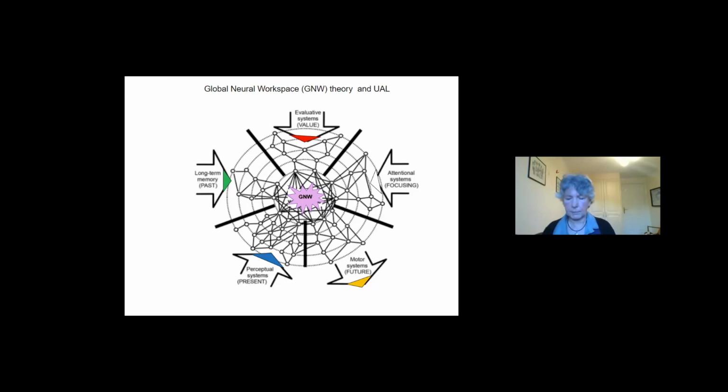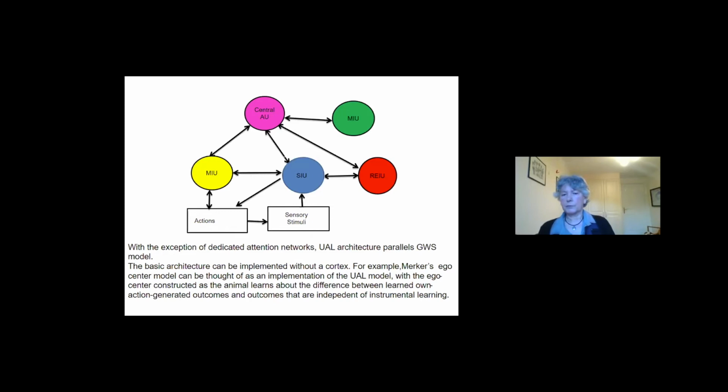So with the exception of dedicated attention networks, the UAL architecture parallels the global workspace model. And the basic architecture can be implemented without a cortex. This is not a necessary condition. For example, if we're thinking about vertebrates, Björn Merker had an ego-centered model that can be thought of as an implementation of something that is similar to the UAL model, with the kind of ego center that is constructed as the animal learns about the difference between its own learned action-generated outcomes and the outcomes that are independent of instrumental learning, and is motivated to do things.